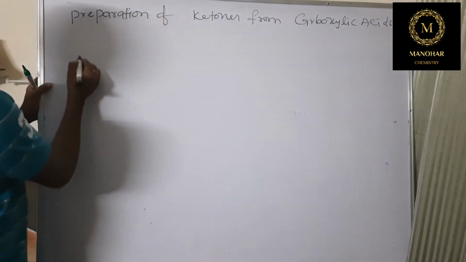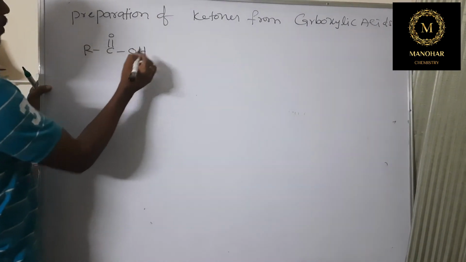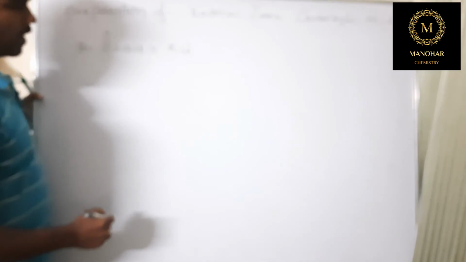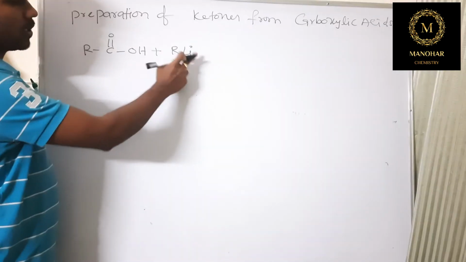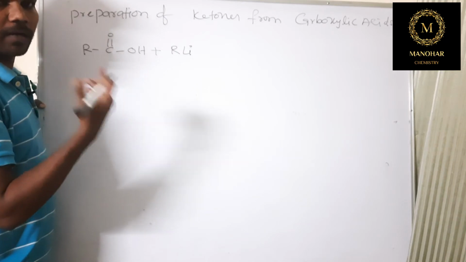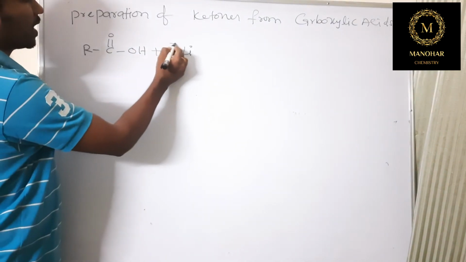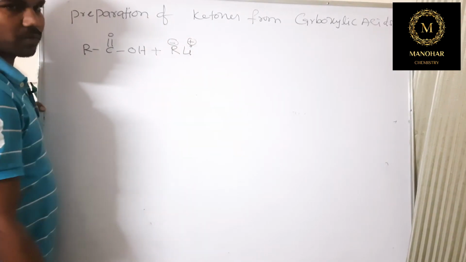For example, I am taking here RC double bond OH, a carboxylic acid. It is going to react with RLi, alkyl lithium. RLi means alkyl lithium. We know that alkyl group means carbon, and lithium means metal. Between carbon and metal, carbon electronegativity is more, so that's why the alkyl group will get a negative charge and the lithium will get a positive charge.